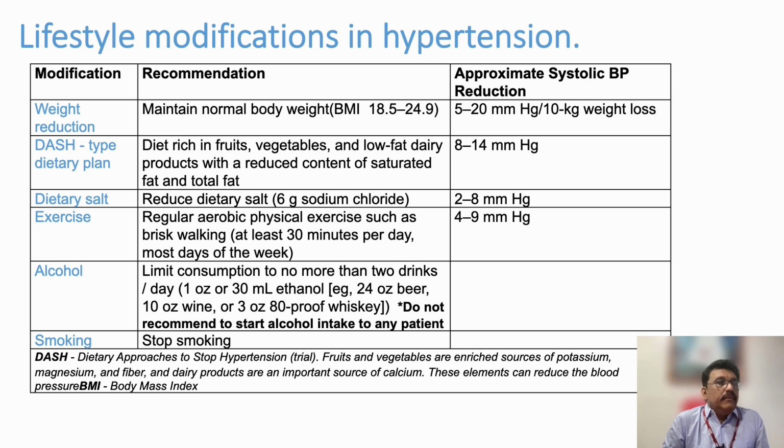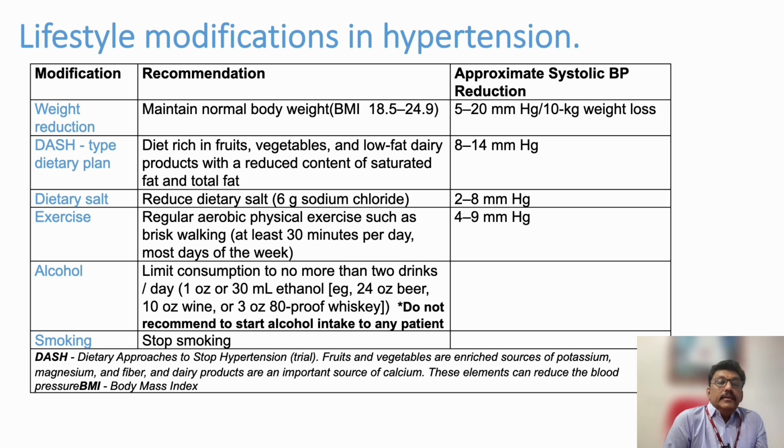So we have to see the readings 1 or 2 times in clinic itself, so that we can make a diagnosis. Like that, 3-4 visits they have to do to confirm the hypertension. Once you confirm the hypertension, then we can go for lifestyle modification. That can be done by weight reduction. You can reduce some amount of BP.